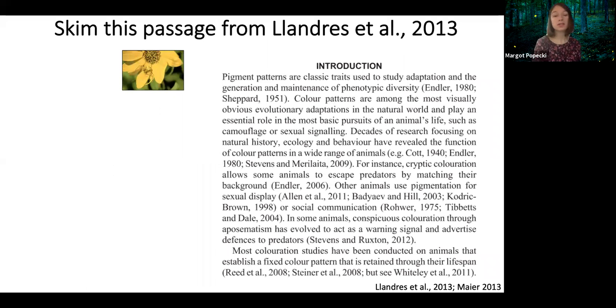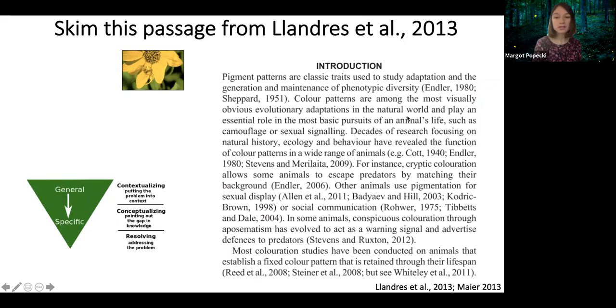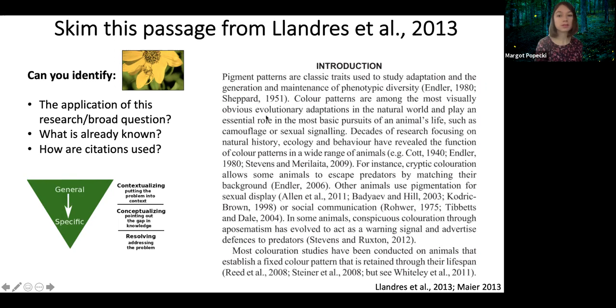So we'll do another activity. This is the same excerpt you read earlier, the introduction section, or part of the introduction section from Landris et al., 2013. So again, I'll give you a few minutes to skim it. I want you to consider, based on this information that's presented in this excerpt, where it may fit into the pyramid here. I also want you to, as you read, consider, what is the application of this research to the broader question? Can you find that? And also, what is already known? And also, how are citations used? All right, so you can pause.